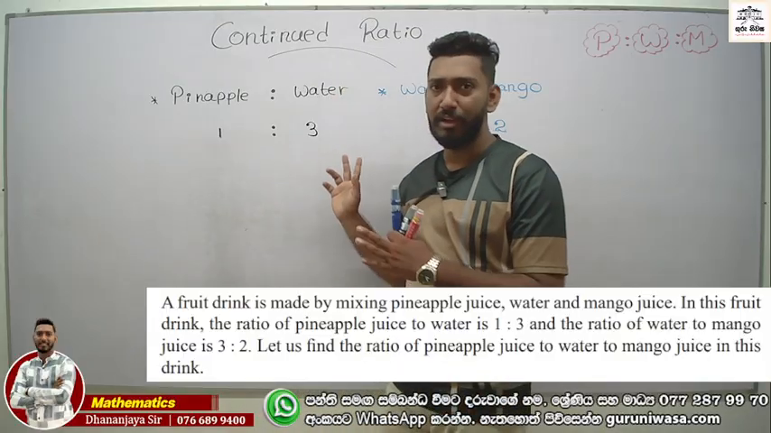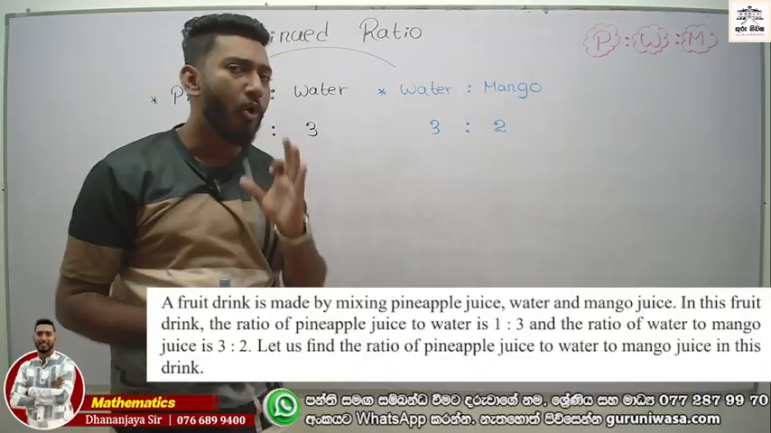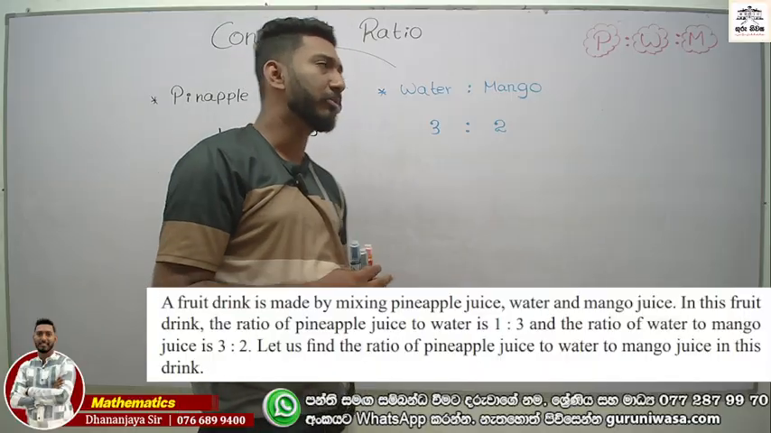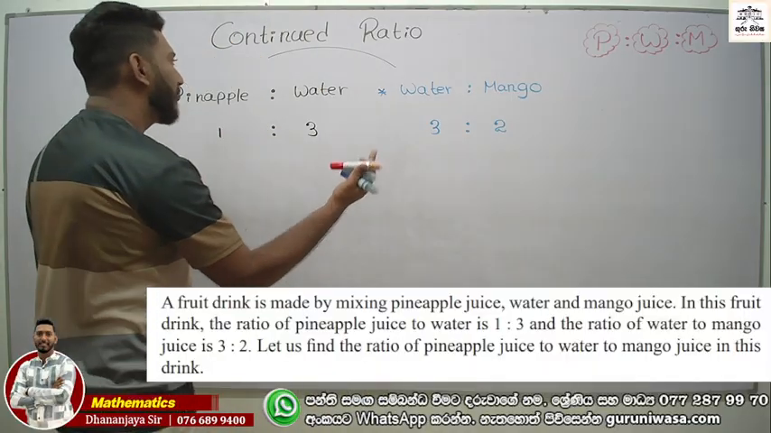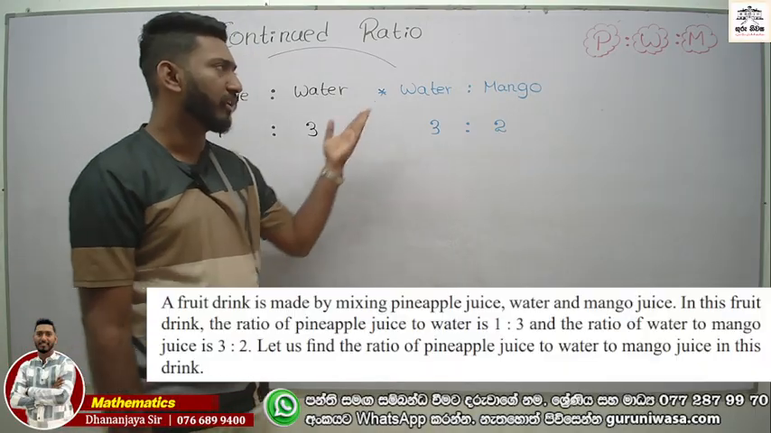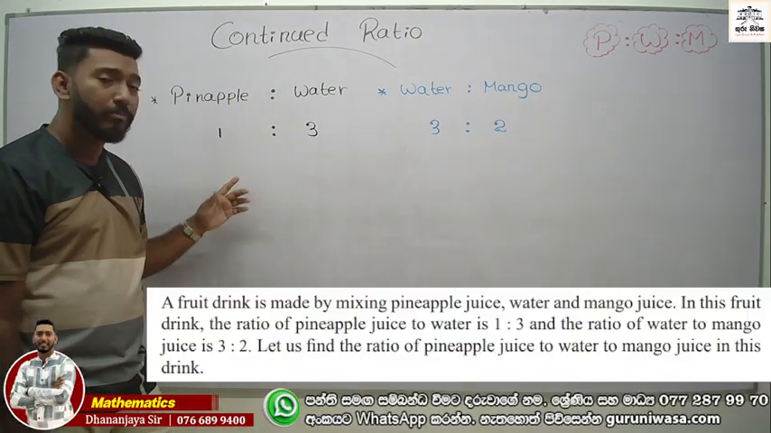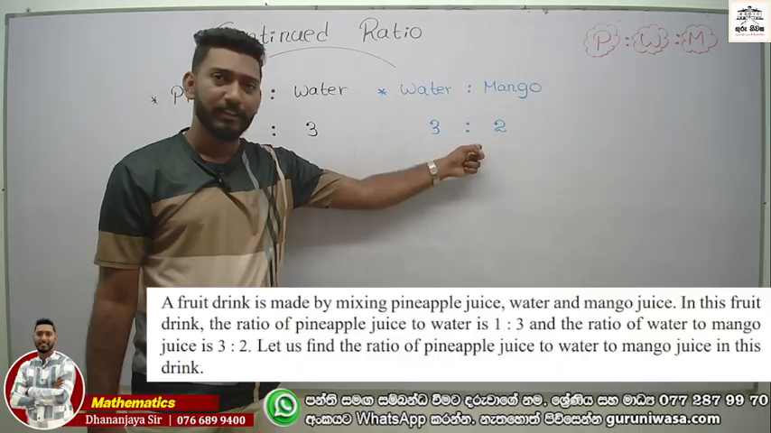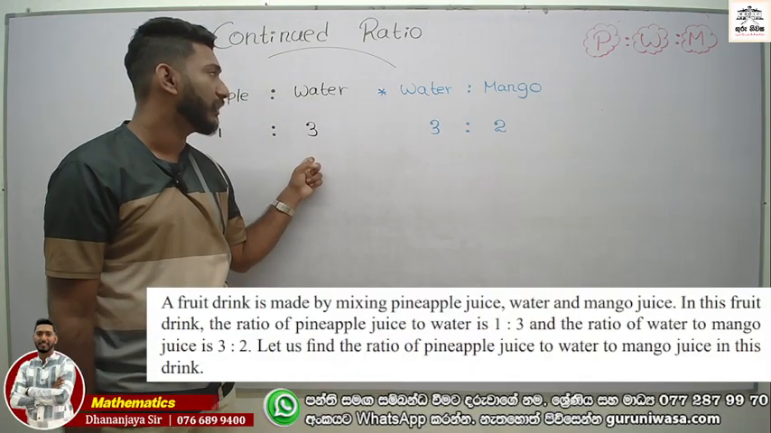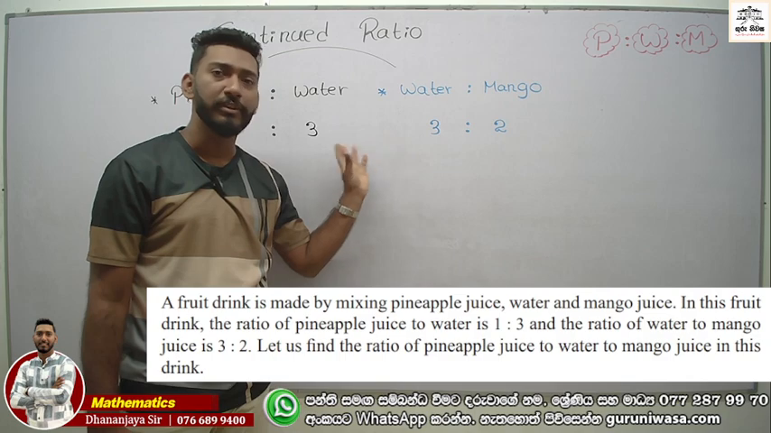There are 2 scenarios. Now tell me which one is the common item. We call it a common thing. Mango? No, there is only mango here. Pineapple? There is only pineapple here. But water is related to this ratio as well as to this ratio. Therefore, water is the common thing in these 2 scenarios.